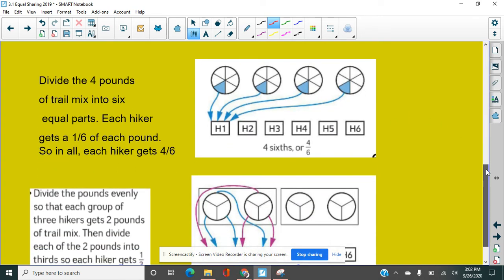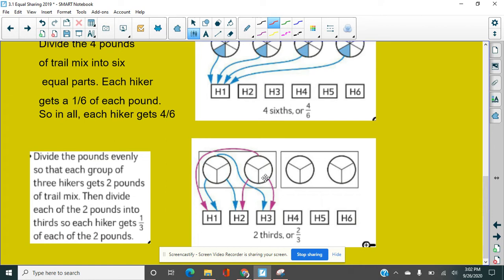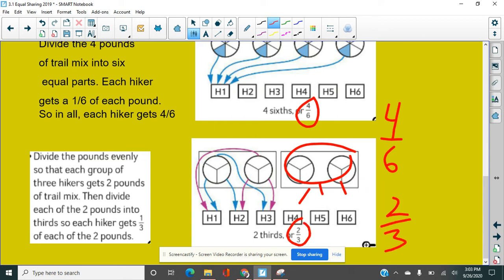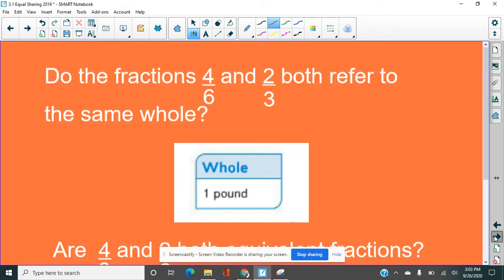Now, what else could I do? What if we split each pizza into thirds, right? Well, then hiker number 1 is going to get 1/3 from here and 1/3 from here, but not from over here, because these 2 pizzas are going to go to these guys. So we could list the answer as 4/6 like we did on the other screen, or we could also say 2/3. 2/3 is equivalent. These are the same. Just like back when we were looking at the pizzas in the first problem, those were the same. All right, so we got a lot of equal sharing here.